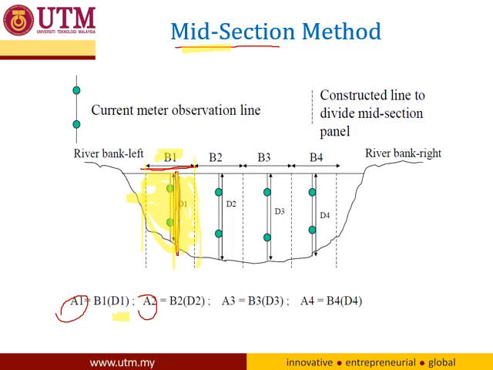And so on. For area 2, these are the sections, so B2 is multiplied by this depth, where the depth is in the middle of the section, and so on. For B3 and area 3, and for area 4, it is the same method.